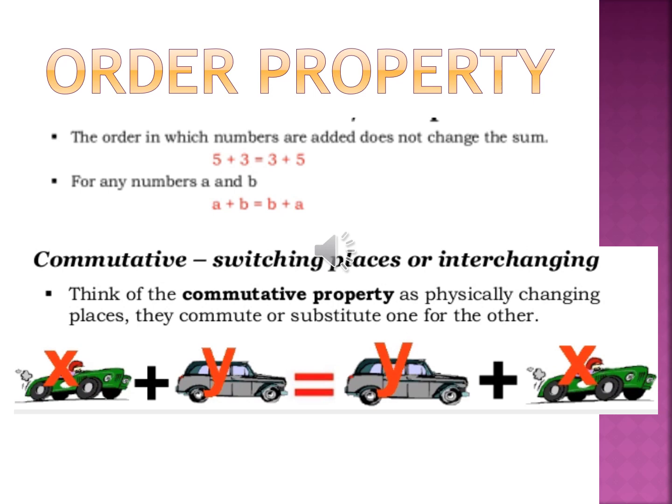So we have just physically changed the position of the cars, but the value remains the same. So you can think of commutative property as physically changing places. They commute or substitute one for the other.